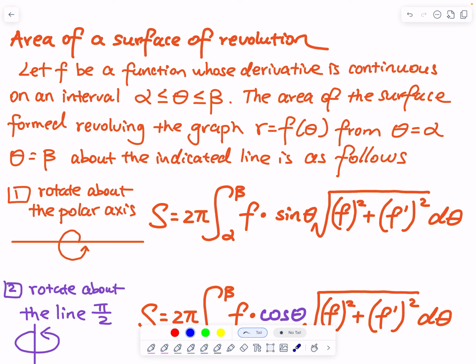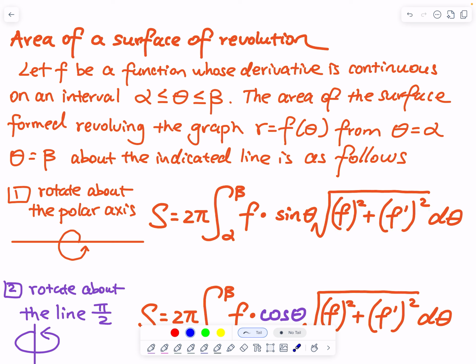If you want to rotate about the polar axis, which is just like the x-axis, this is the integral to find the surface area. S equals 2 pi integral from alpha to beta of the function times sine, and then you times the square root. The square root of what? What do we have in the square root? We need to square the polar equation, and then we need to square the derivative.